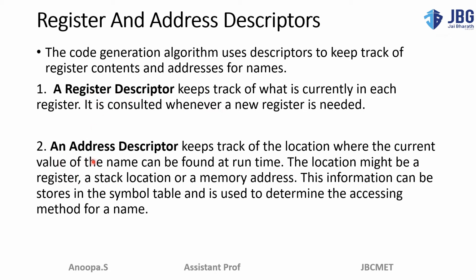Then an address descriptor keeps track of the location where the current value of a name can be found at runtime. So at runtime, when I want the value of a particular variable, the address where that value is stored is given by this address descriptor. It can be either a register, a stack location or a memory address, and this information can be stored in the symbol table and is used to determine the accessing method for a name.